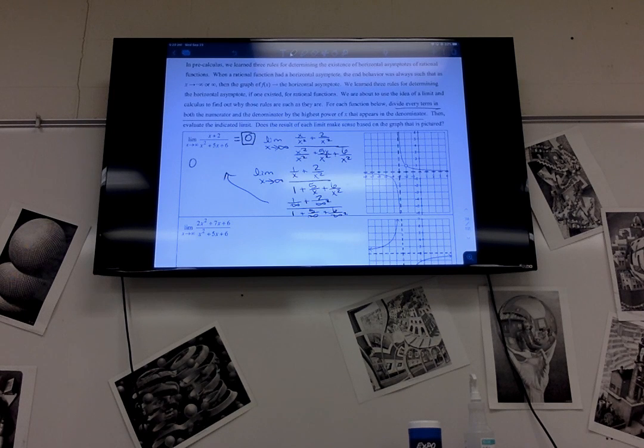So I have 0 plus 0 over 1 plus 0 plus 0, which is 0 over 1, which is 0. Cool deal. So that's why it's 0 if it's bottom heavy.